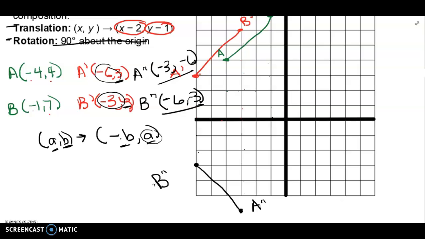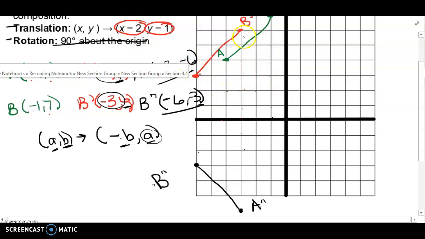All right, when you plot the points, it looks like this. I know this kind of looks awkward for some of you, so I'm going to try to show you a little bit. We rotated B prime and A prime to B double prime and A double prime. So that means, and we rotated around the origin, remember.